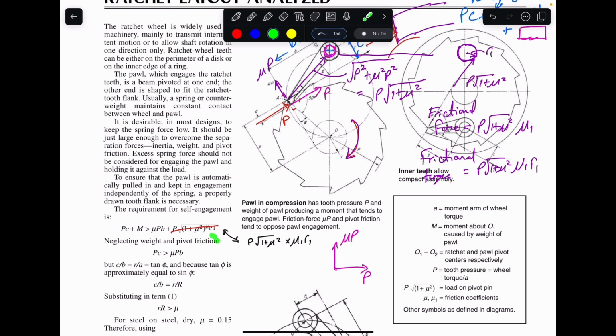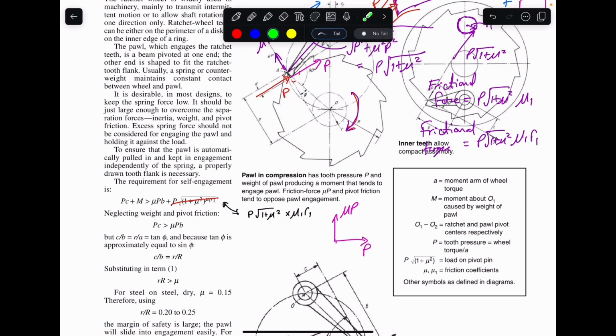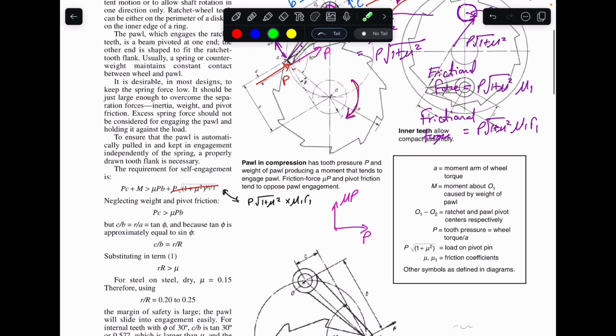They made a mistake in these notes here. So this is the actual term here. This here is the equation that governs the pawl not escaping. In order for the pawl to remain engaged, the moment that is pushing the pawl into the ratchet must be greater than the moment that is trying to release it from the ratchet. If we ignore the weight and the pivot friction, because we could just lubricate and make mu1 very small to eliminate that torque, then we end up with this simple equation.